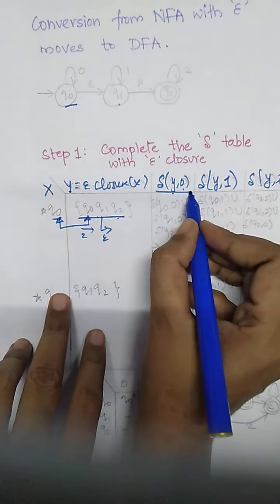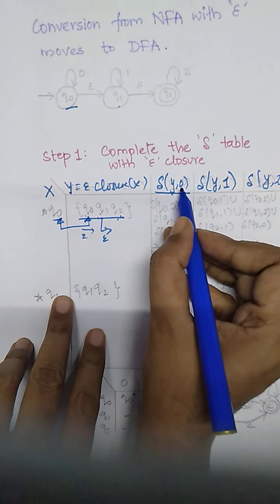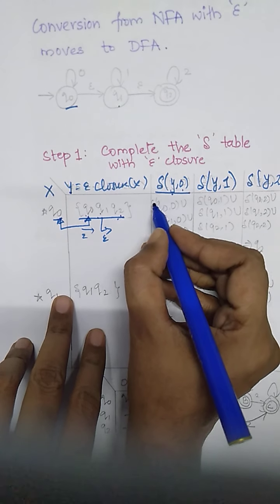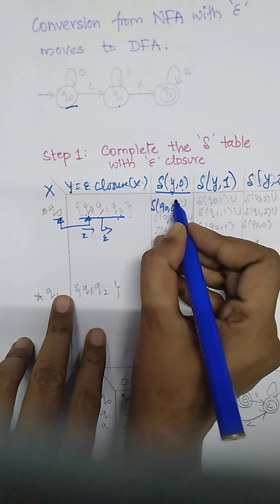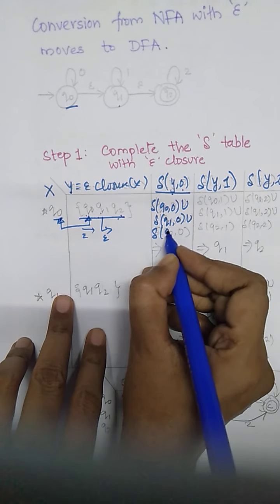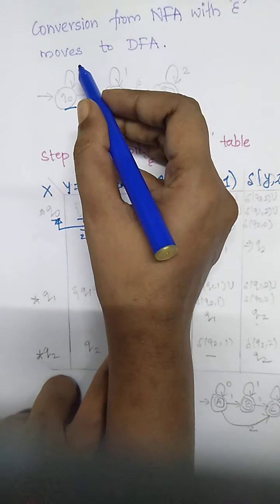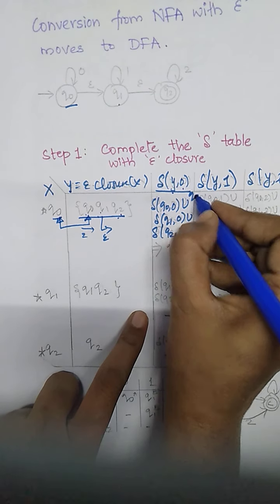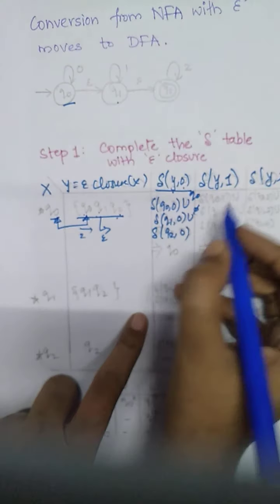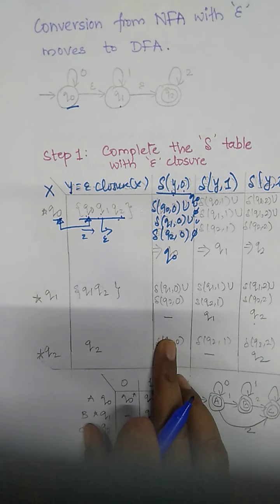Now what we got here as y is Q0, Q1, Q2. So we have to find the transition of Q0, Q1, Q2 with input symbol 0. What is the formula? That is Q0 on 0 union Q1 on 0 union Q2 on 0. What will be the output? Q0 on 0 is going to Q0. Q1 on 0, where is it going? It is going to null. Q2 on 0, where is it going? It is going to null. Take the union of that. What answer are we going to get? We are going to get Q0.